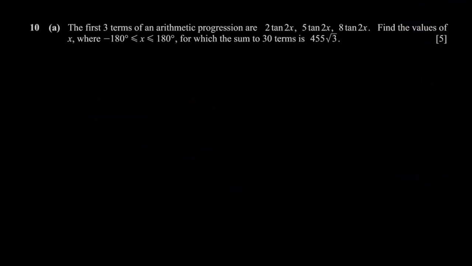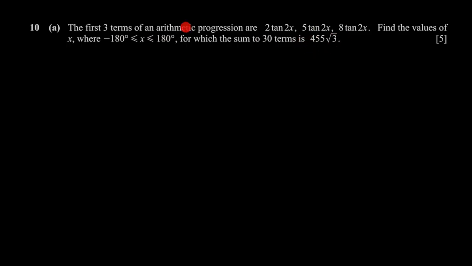All right, question 10. This is an arithmetic progression style question. So the first 3 terms of an arithmetic progression are 2 tan 2x, 5 tan 2x, 8 tan 2x. Find the values of x, where x is between negative 180 and 180, for which the sum to 30 terms is this thing here.